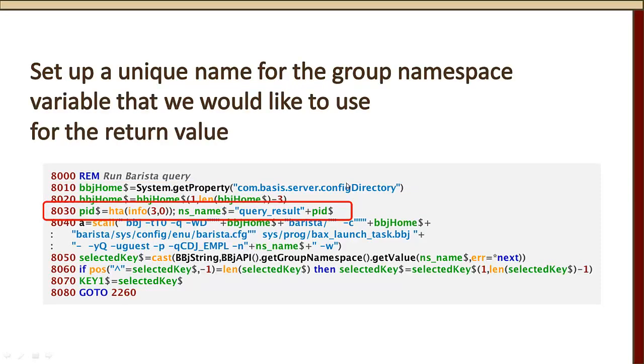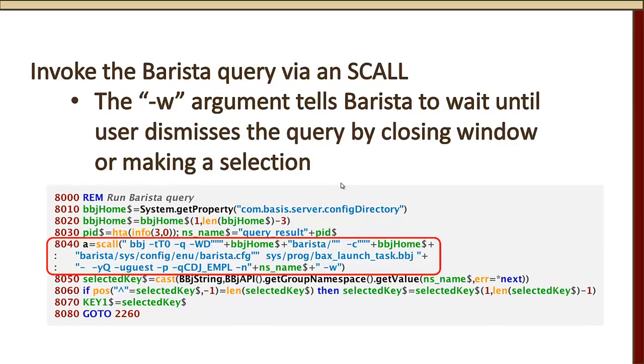Next, we set up a unique name for the group namespace variable that we would like to use for the return value. What we're going to be doing is calling, in other words, running a system call to BBJ to generate this grid lookup. And the way we're going to communicate back to our standard character-based app is through the namespace. A namespace is a concept in BBJ that allows us to share information across different invocations, different processes, different BBx interpreter sessions. So we set up a unique name with a PID number, process ID number, using the info 3,0.